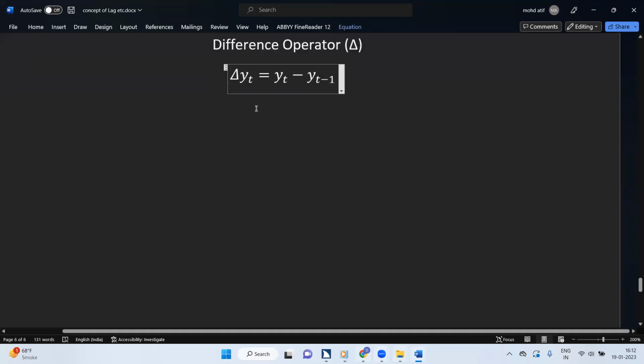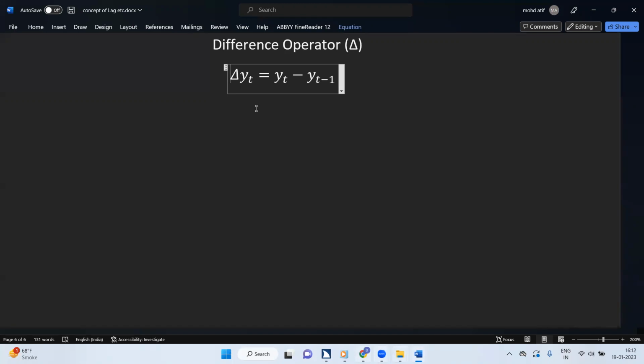This is the difference operator. This symbol, which looks like a triangle, is the Greek capital letter delta. And when we say delta Y_t, it means you are subtracting the previous value from the current value, Y_{t-1}. So this is the concept of the delta operator, or we call it the difference operator.